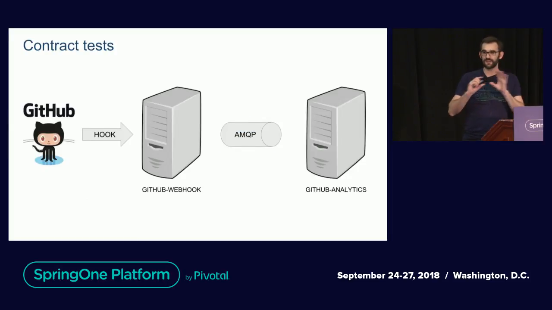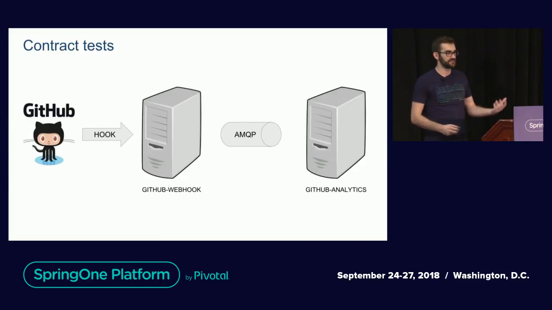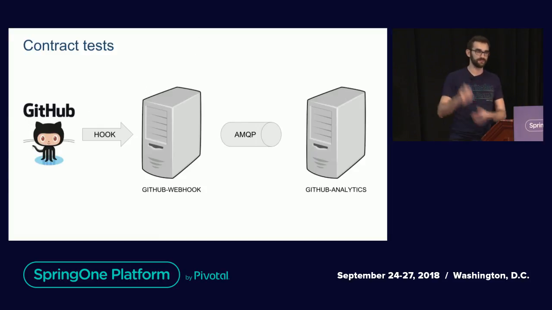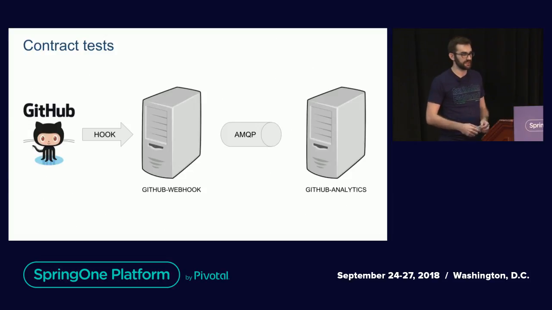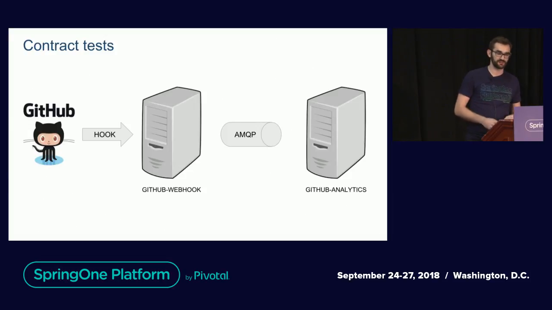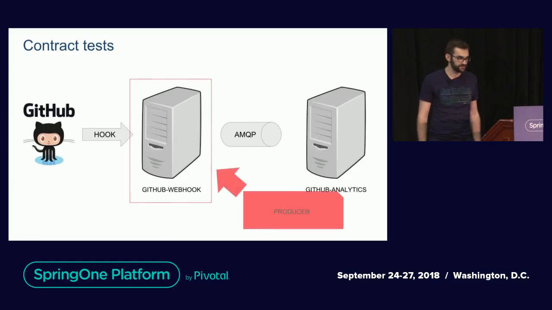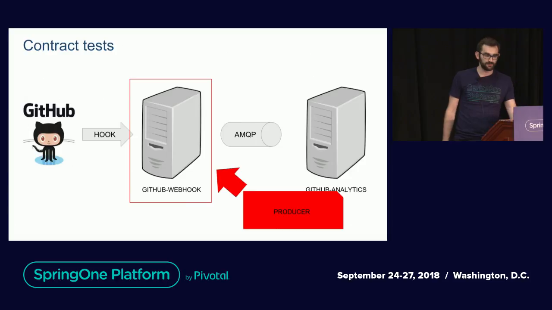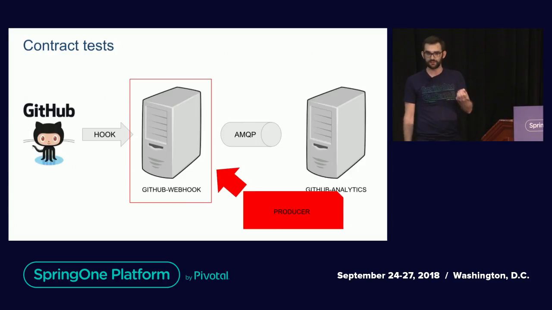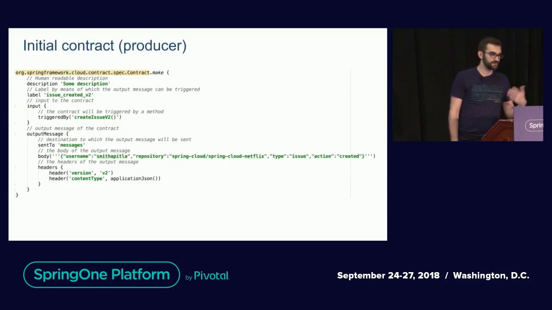Let us assume that we have a very simple system. We have GitHub that emits HTTP messages. We have a GitHub webhook application that listens to those messages and sends out an AMQP message. And GitHub Analytics is the other service that polls for those messages. So GitHub webhook is the producer of an AMQP message, right? So we will define a contract.